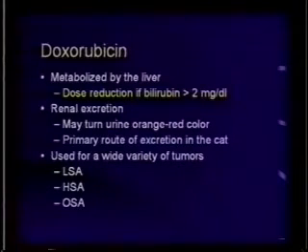and something to warn the owners about is that it may turn the urine an orange-red color just because the drug itself is red. This is the primary route of excretion in the cat, and we'll talk about that again when we start talking about toxicities. It's used for a wide variety of tumors. It's actually part of a number of different protocols and has been used commonly for liposarcoma, hemangiosarcoma, and osteosarcoma, either as a single agent or in combination with other chemotherapy drugs.